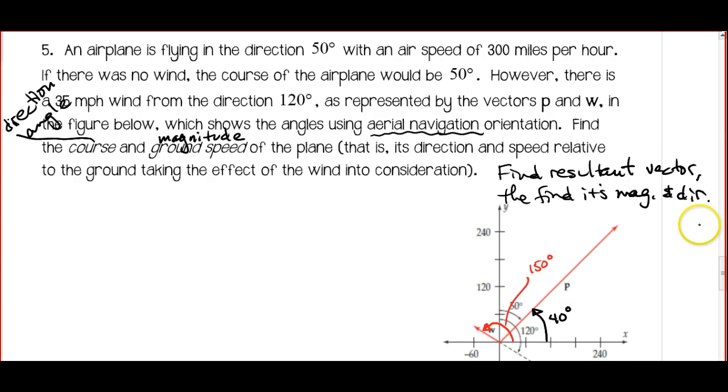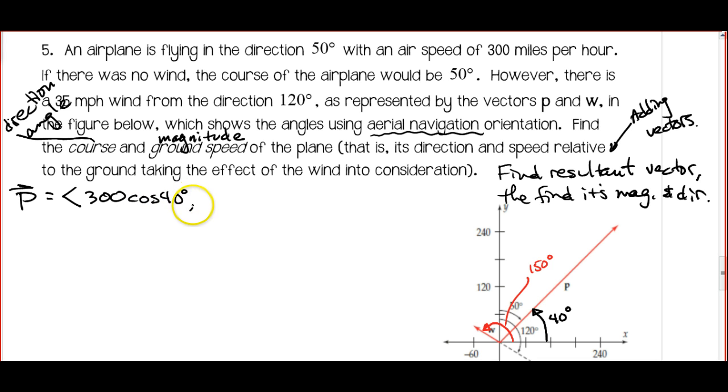First we have to find the resultant. So basically this is adding vectors. Okay, so what I'm going to do first is put these two vectors in component form the way we did in the first couple examples. So P is going to be, and my magnitude of the plane is 300 miles per hour, and the direction angle is 40, so that's 300 cosine 40 and 300 sine 40.